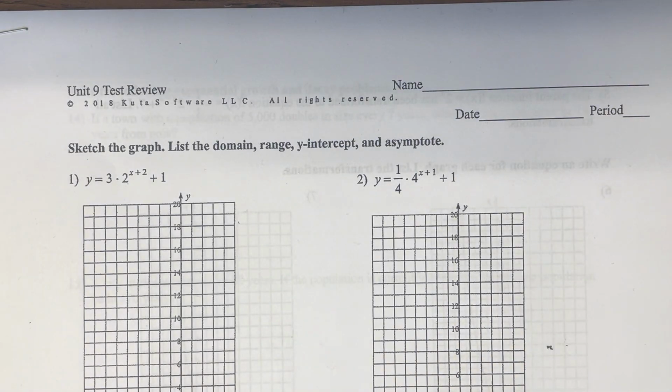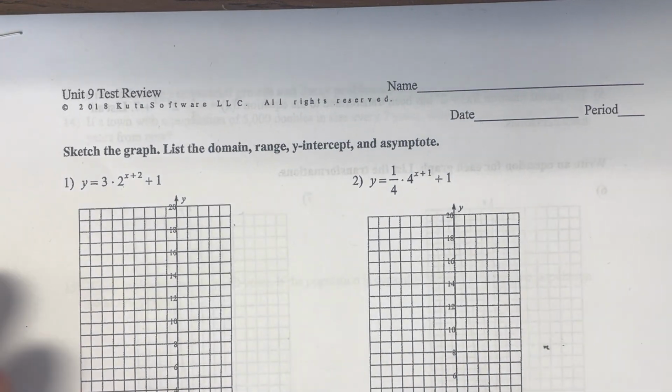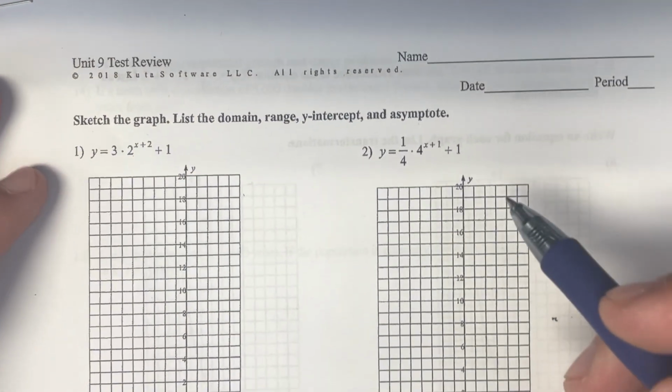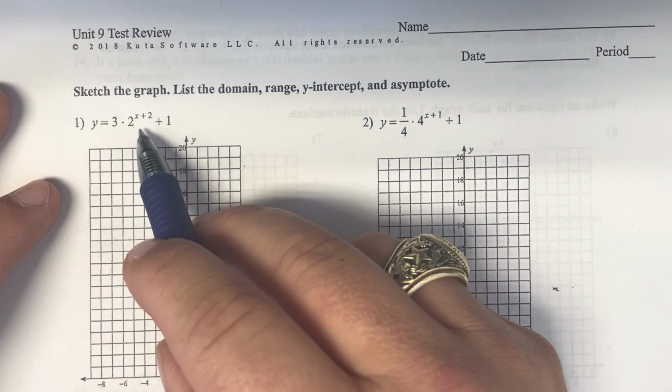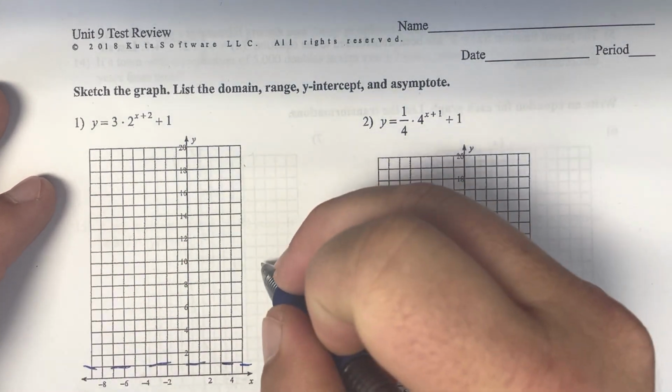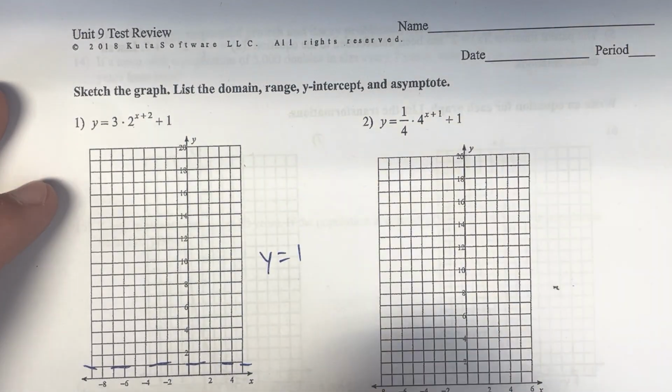All right, it's time to get ready for our Unit 9 test. The first thing we're going to do is sketch a graph, list the domain, range, y-intercept, and the asymptote. For this first problem, it's moving up 1 for the asymptote, and so that's going to be y equals 1.